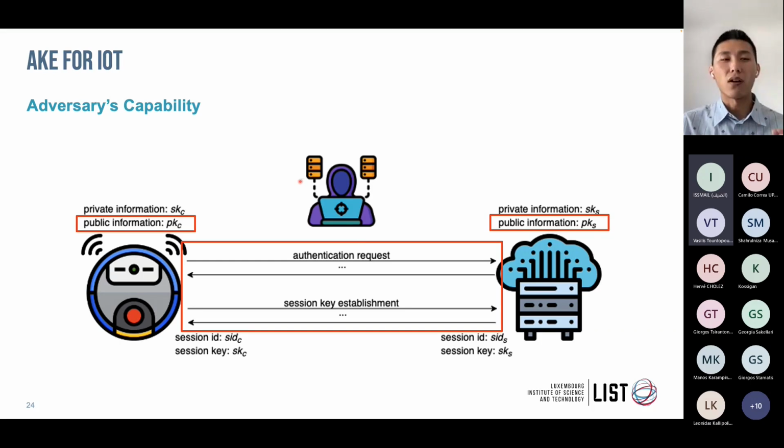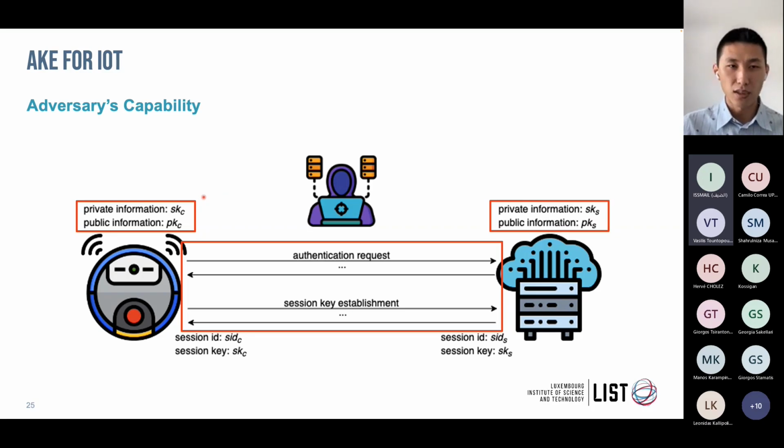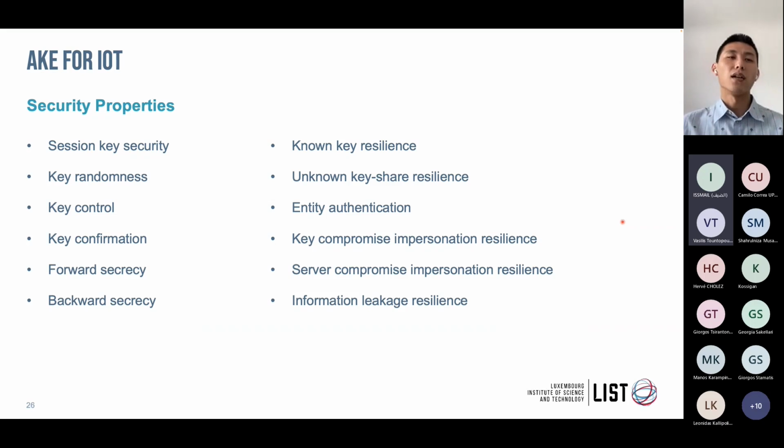The adversary can have all the public information of the IoT device and the server. And also the adversary can have all the information transmitted during the protocol. And there is some special adversary. They can also have the private information of the IoT device, maybe also the private information of the server. So in that case, when we design a protocol, we need to consider several security properties.